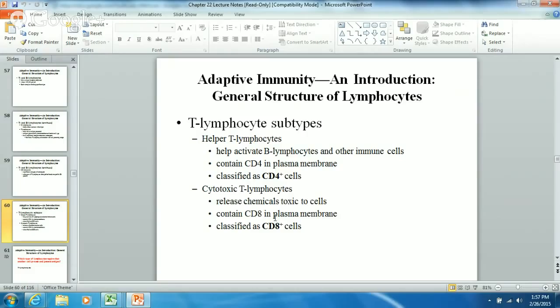A CD8 on a cytotoxic T cell is what allows it to be able to bind to the MHC protein located on an infected cell. It binds to it, it reads it, it understands that this cell that it just bound to is infected. The CD8 allows it to do that, and it allows the cytotoxic T cell to initiate the release of different toxic chemicals that will ultimately kill that infected cell, as well as the antigens on the inside.